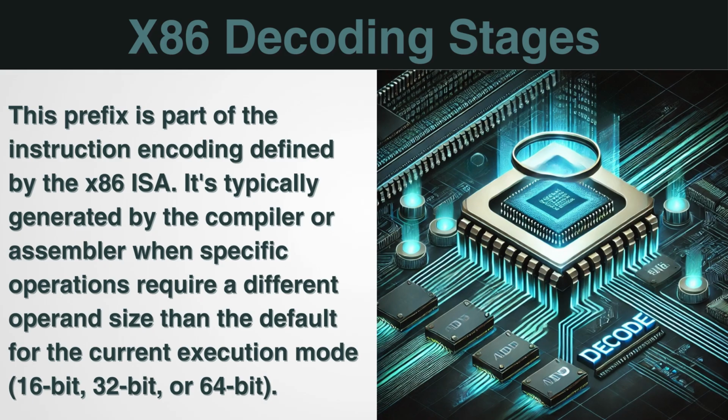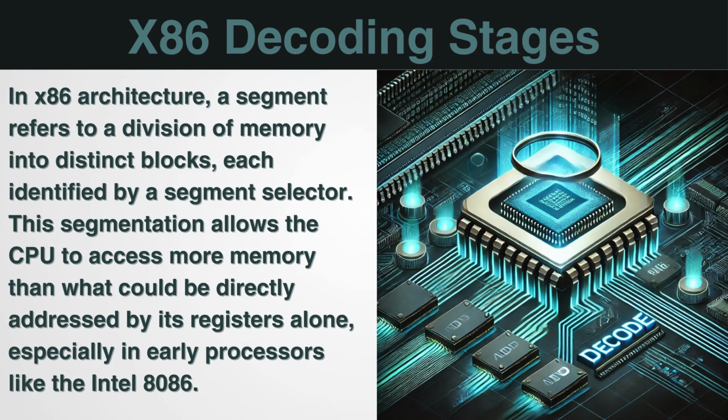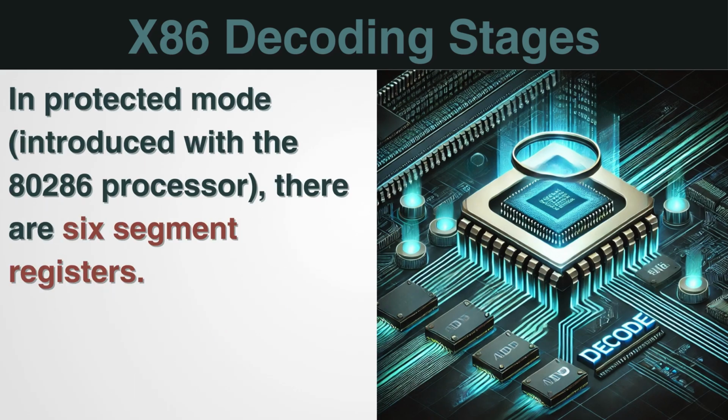Excessive operand size overrides can cause performance degradation if not used carefully. Now for segments: in x86, memory is divided into segments for historical compatibility with older x86 models. Segments define memory regions for code, data, and stacks. In protected mode, there are 6 segment registers.